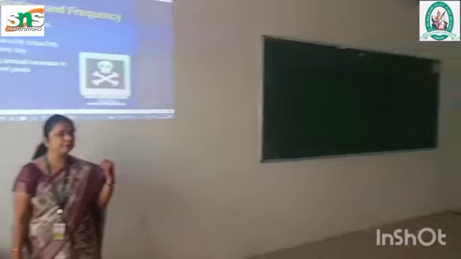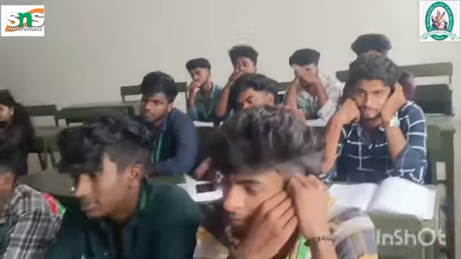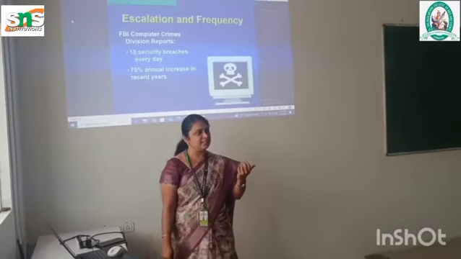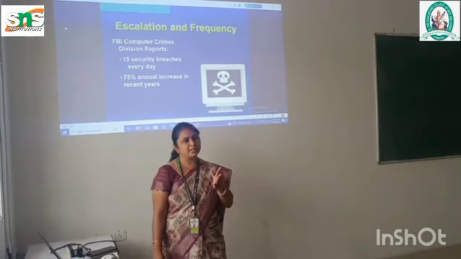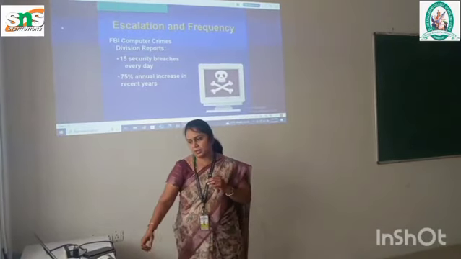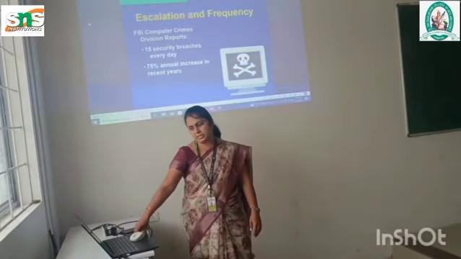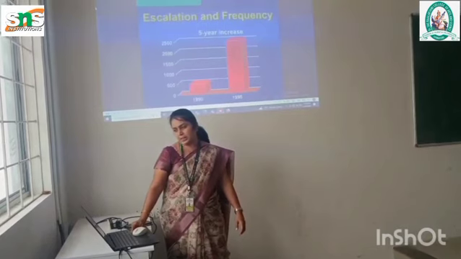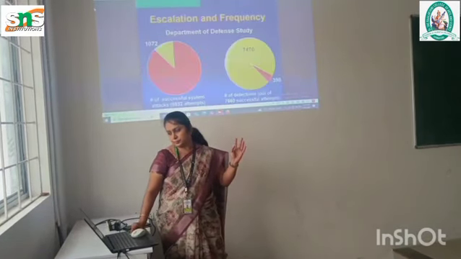What is FBI? Federal Bank of India. In today's world, we can see mainly where? The banking system is one of the first things we can see. There are lots of crimes happening. So security breaches every day, with a 75% annual increase in recent years. And we can see that it is also increasing.